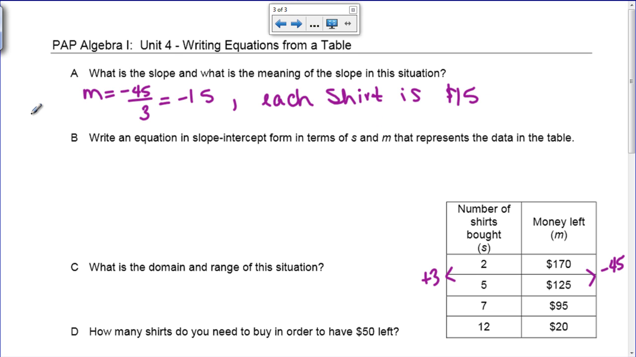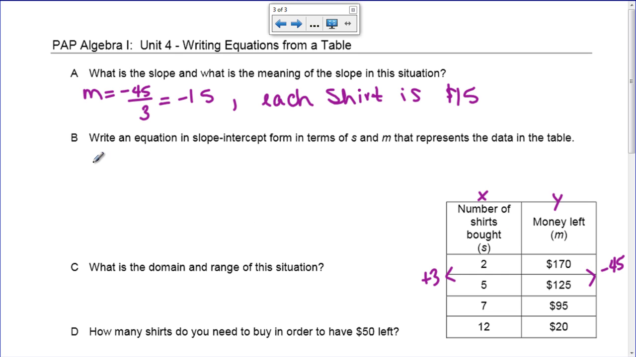So now I've got to write an equation in slope-intercept form in terms of S and M that represents the data because these are my variables. Well, S happens to be my independent variable, so that's X. My money left is my dependent variable, so that's going to be Y. So I'm going to use them in the same place, but I'm going to use the letters S and M, okay? So when I write my equation, I'm going to use point-slope form, but I'm going to use the letter M for Y and the letter S for X.